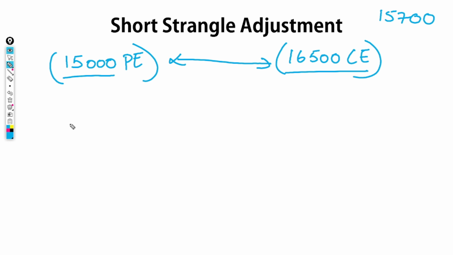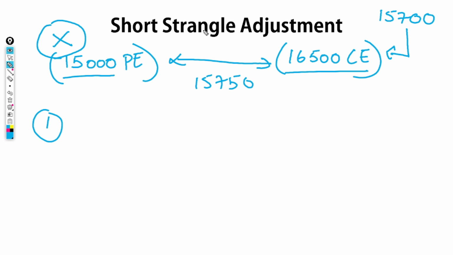So let's assume that the market comes to 16,500, right? So you're going to do your first adjustment. So what is your first adjustment? You're going to exit this put option. Exit this put option completely and take the average of these two. That is 15,000 plus 16,500 averaged, which is 15,750. So this is your first adjustment.